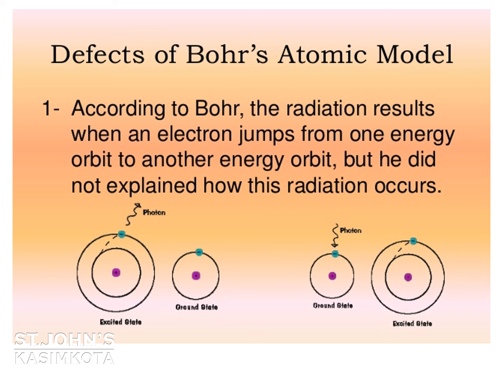According to Bohr, the radiation results when an electron jumps from one energy orbit to another energy orbit. But he did not explain how this radiation occurs. So the first point is that the radiation of energy happens when an electron jumps from one energy level to another. When it is jumping from lower to higher, energy is absorbed. And when it is jumping from higher to lower, energy is released. So here this radiation of energy was explained, whether it is absorption spectrum or emission spectrum. But he did not explain how this radiation occurs. So this is a drawback or a defect in Bohr's atomic model.